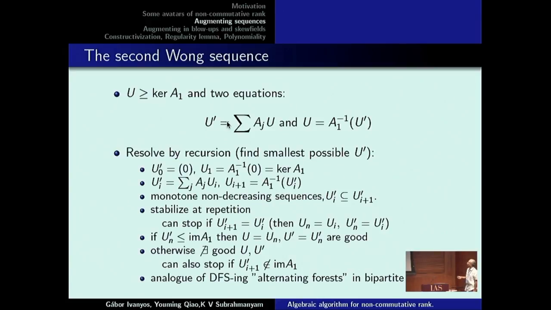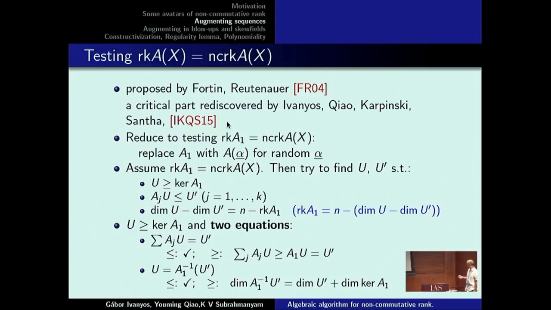a matrix A1 and a subspace U containing the kernel of A1. And you would like to satisfy these two equations. So if I satisfy these two equations, then I claim that this is the shrunk subspace, a subspace which has been shrunk into this simultaneously by all these matrices. And since this number is strictly bigger than 0, and you have actually found a matrix of this rank, this must be the non-commutative rank of the given matrix family.